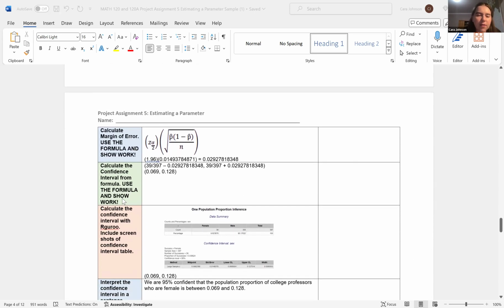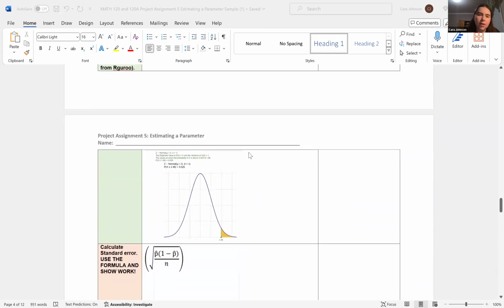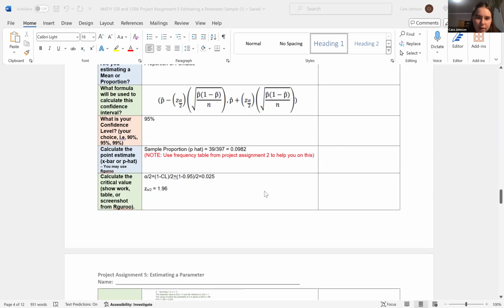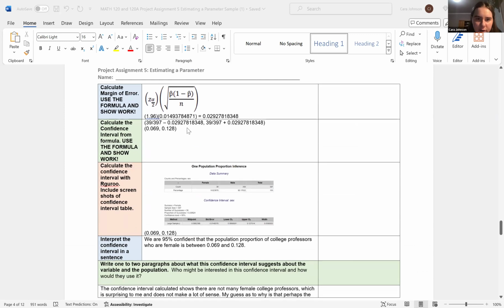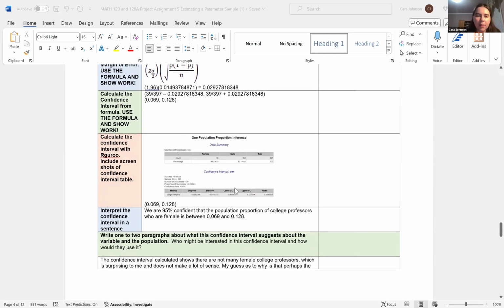And then to get the actual confidence interval, you take your point estimate, 39 over 397, subtract the margin of error for the left bound, add the margin of error for the right bound. That got me 0.069 and 0.128 for my two confidence interval bounds. And then I'm going to go through how to do it in our guru now.